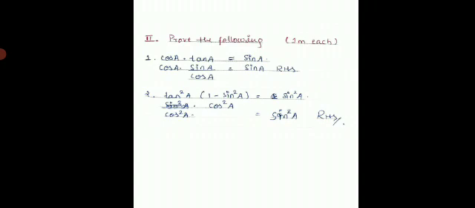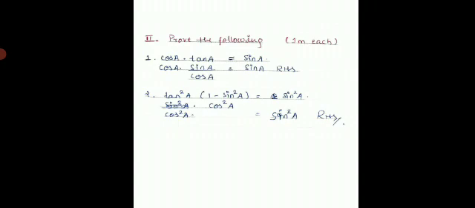So first one, prove the following. First one, cos A into tan A must be equal to sin of A. Here, cos A write down as it is. Tan A can be written as sin A upon cos A. Now, cos A can be cancelled. You get sin of A, which is the required RHS. Only one step answer.